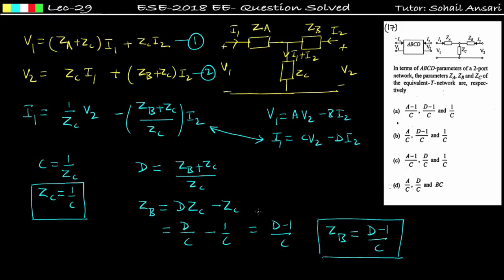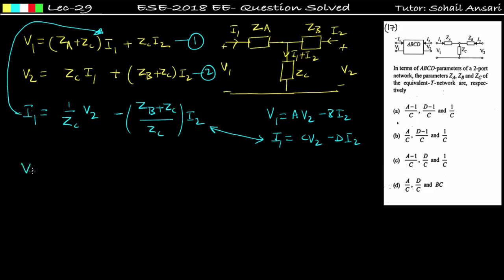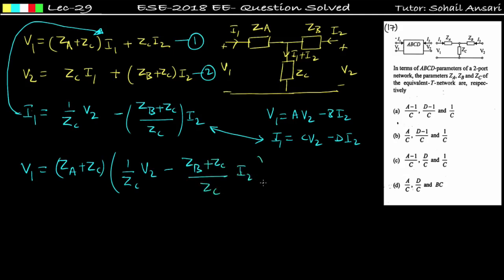Now we have to find the value of ZA. So in order to find the value of ZA, what we have to do? We have to put the value of I1, this is the value of I1, in this equation. Okay, replace this I1 by using this. What we get? V1 is equal to ZA plus ZC into I1. I1 is nothing but 1 upon ZC V2 minus ZB plus ZC upon ZC I2, and plus ZC I2.